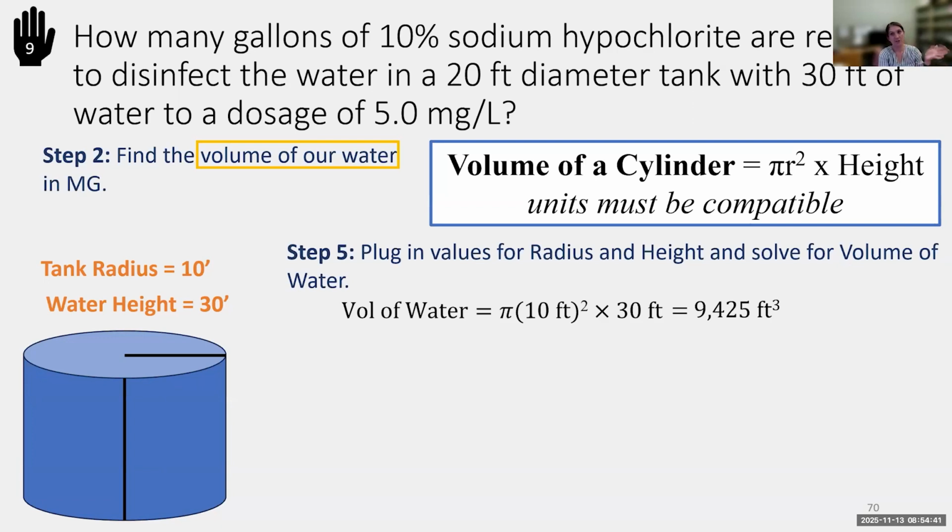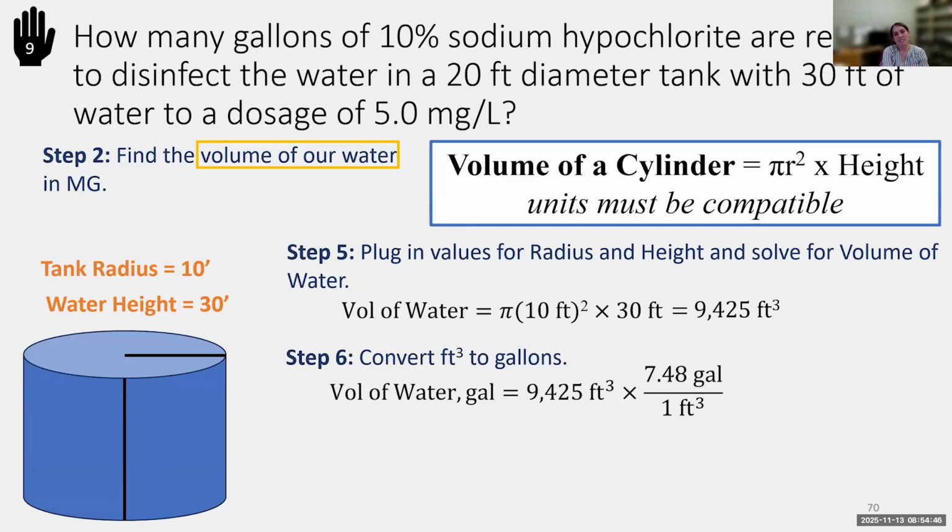So we are going to have to convert cubic feet to gallons first. The volume of water in gallons equals 9,425 cubic feet times 7.48 gallons divided by 1 cubic foot. Now, this is a conversion that is available on the WPI formula sheet, so you don't have to have that memorized. The cubic feet cancel each other out, and we get 70,500 gallons.